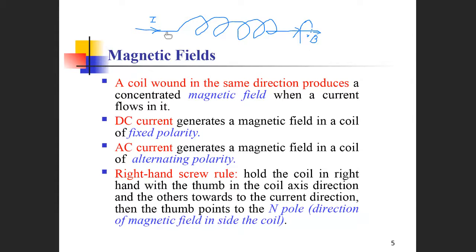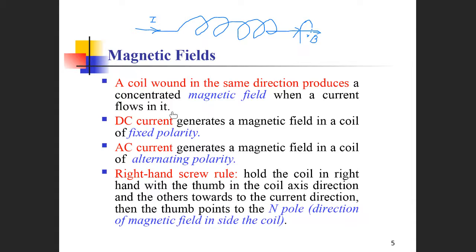Suppose this is a conductor. We wind the conductor into a coil, like this. This is the coil. If you have a current in this direction, as I just said, you will have a magnetic field surrounding the current lines. Here, the same, surrounding the current lines. So a coil, wound in the same direction, produces a concentrated magnetic field inside the coil.